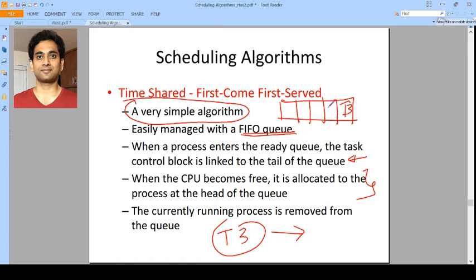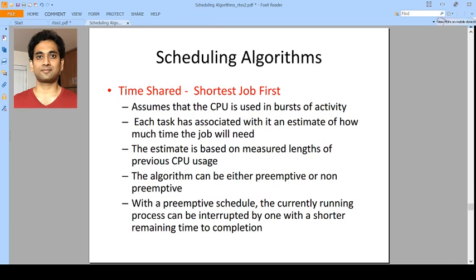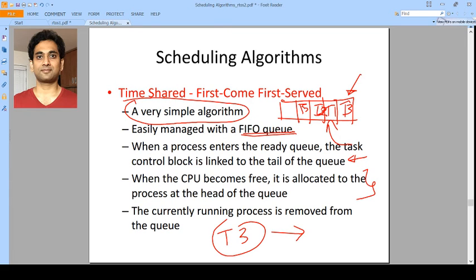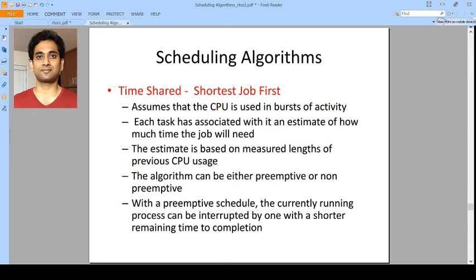Tasks come and tasks are entered into a queue. The first task at the head of the queue executes first. After this completes, or if this goes into a waiting state, that is when this becomes active. Now, there can be shortest time first. Earlier was first come first served, which is a very simple algorithm.